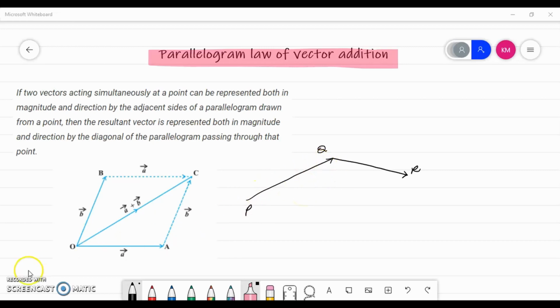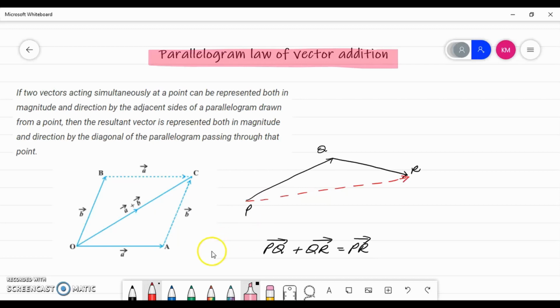Now we can perform addition. So when we add PQ and QR, we are going to get our resultant vector PR. So on the diagram, it is going to be this vector here, which is going to be the vector PR.